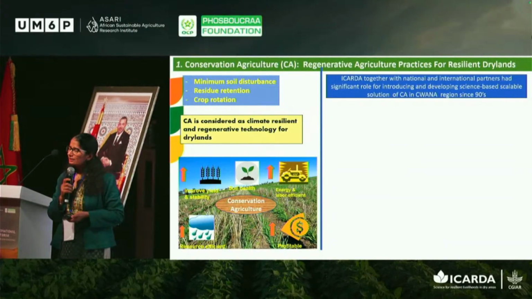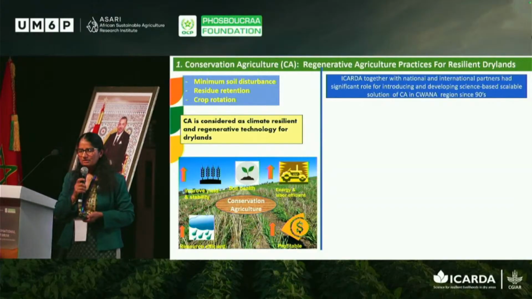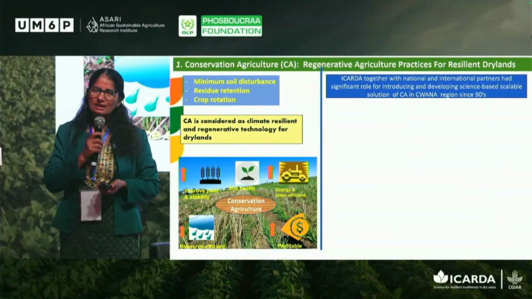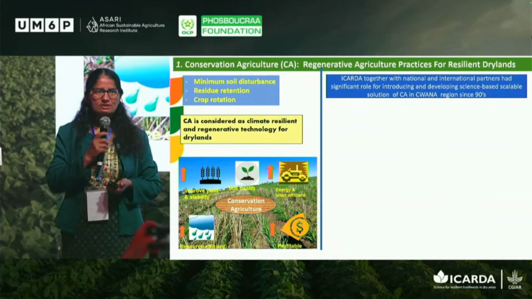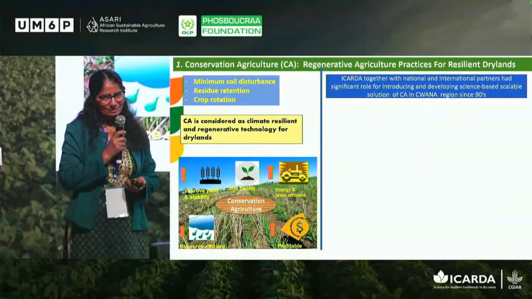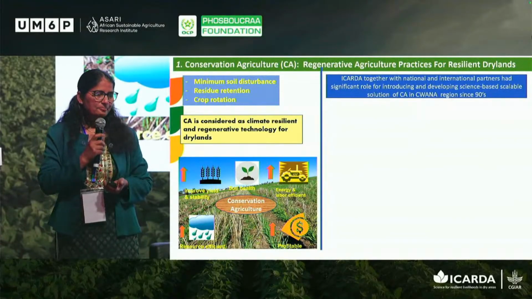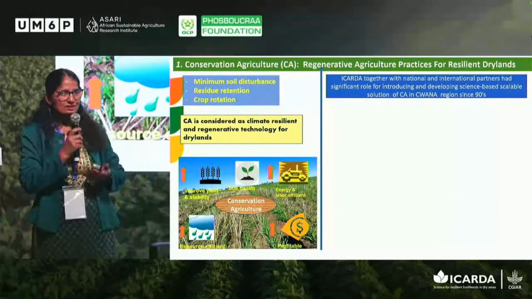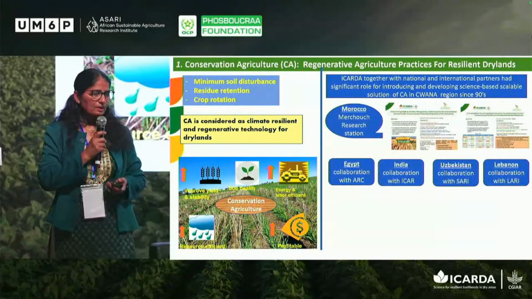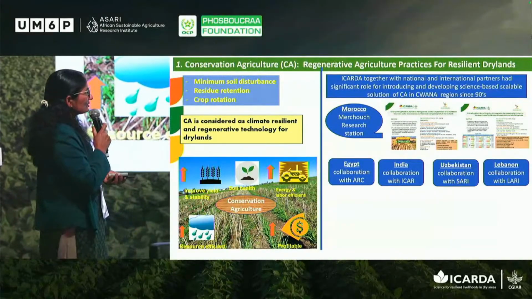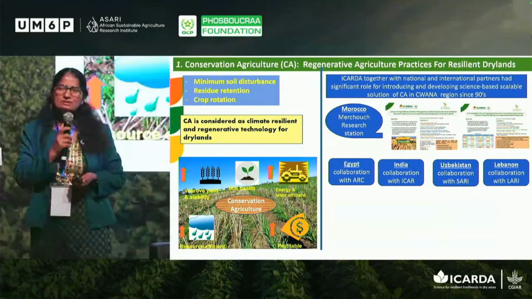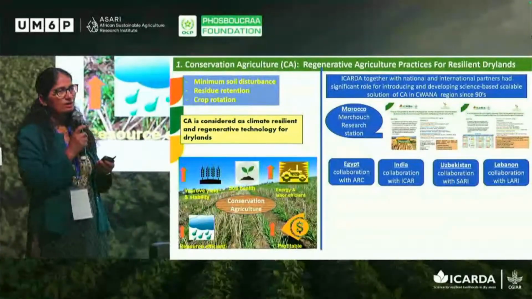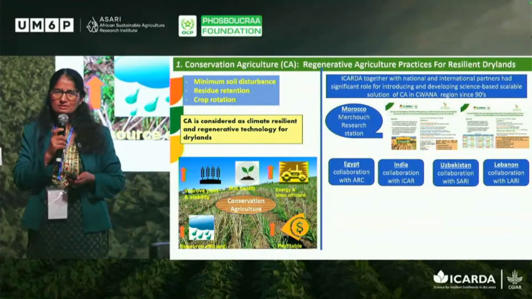Here, I would like to say that ICARDA, together with national and international partners, has had a significant role in introducing and developing science-based scalable solutions for conservation agriculture, especially in the CWANA region. CWANA means Central Asia, West Africa, West Asia, and North Africa, since the early 90s. Many scientists have put a lot of effort together with partners, and we have established different research hubs across different countries, always together with our national research centers.